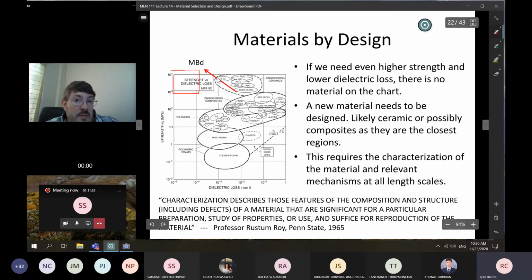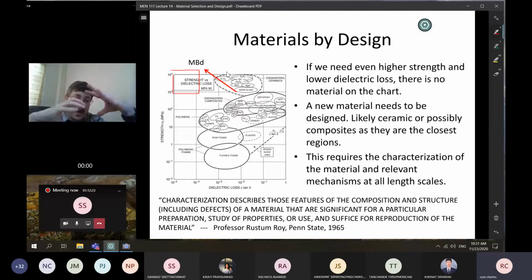We could perhaps optimize it, or we could think about materials by design, right? There's no material if we wanted to go to the extremes. So a new material would likely need to be designed, right? And looking at the closest regions, it's likely some kind of ceramic or possibly a composite, right? They are the closest regions, and you know, these regions can be pushed out. We can expand the front, right? We can try to expand the front.